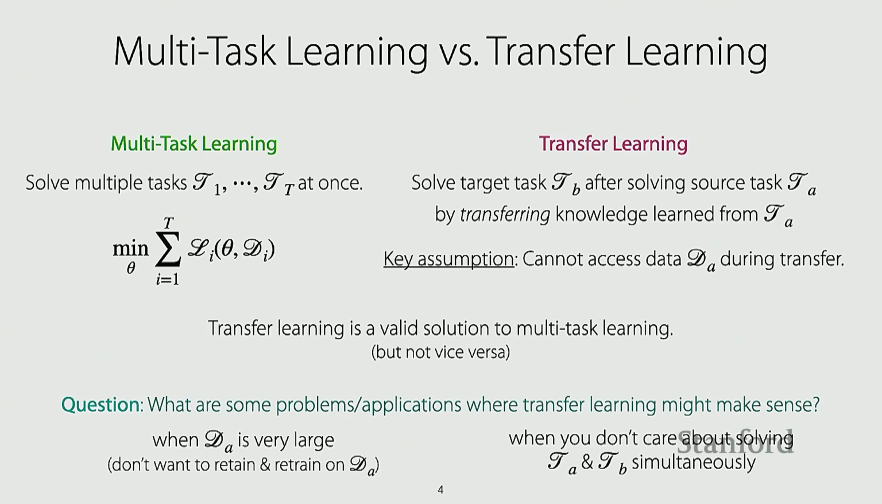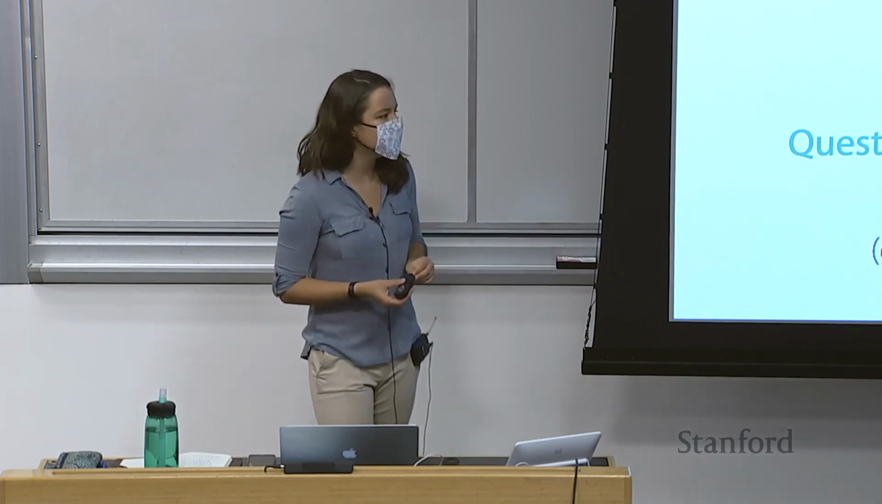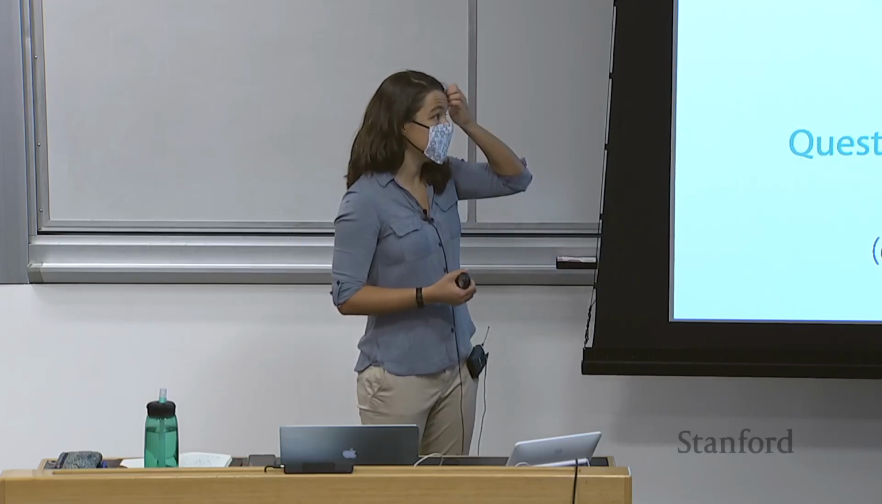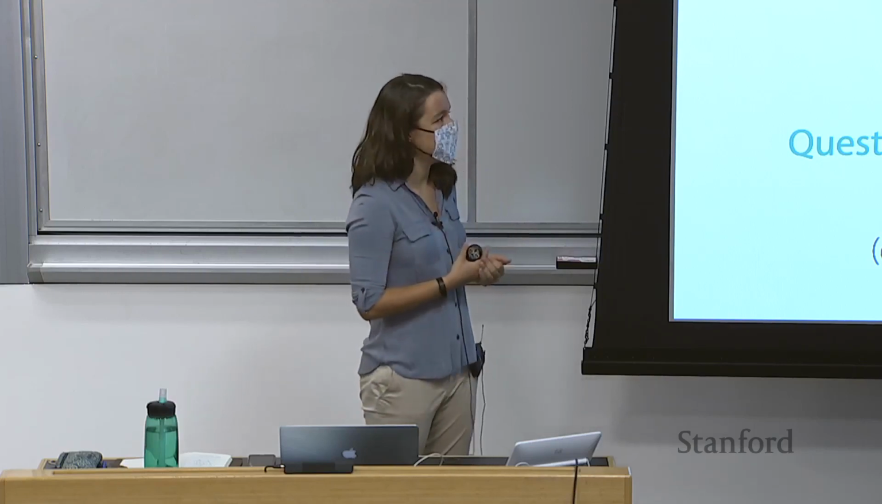Yeah? The data set for task B is very large, and you could jumpstart on that. Yeah, so the point that was brought up is that you may also have a fairly large data set for task B, and maybe it takes a lot of time to learn that, and you want to jumpstart that optimization process by leveraging a model that you already trained on a previous task.